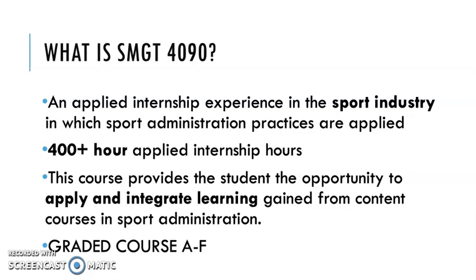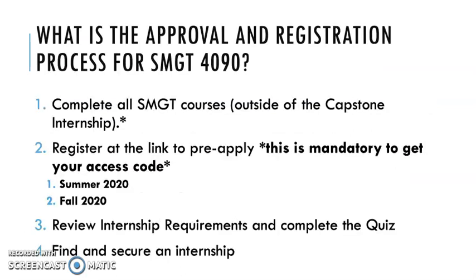So SMGT 4090 is a 400-hour applied internship. The internship must be within the sport industry, and this course provides the students an opportunity to apply and integrate the learning that you have gained over the last 4 years at UC or 2 years at UC and apply that to your learning. It is a graded course.